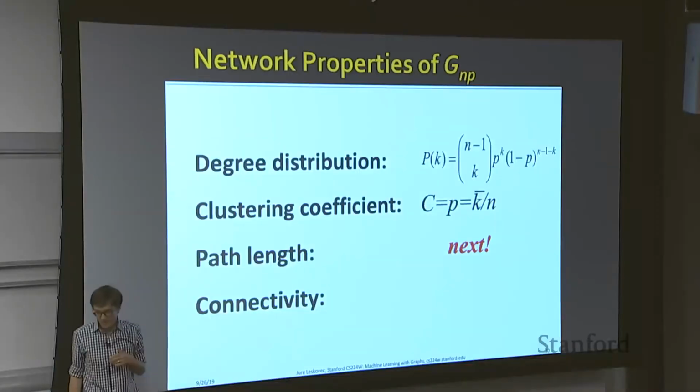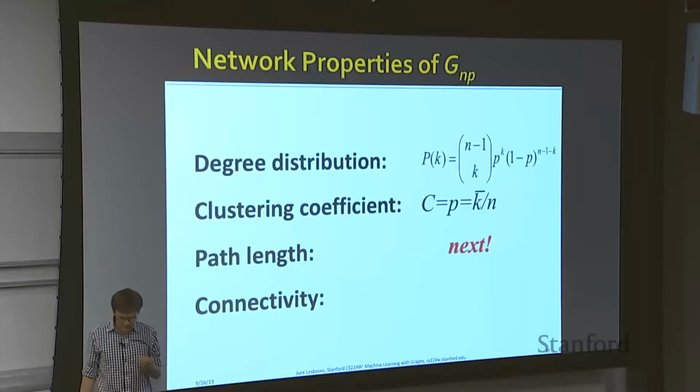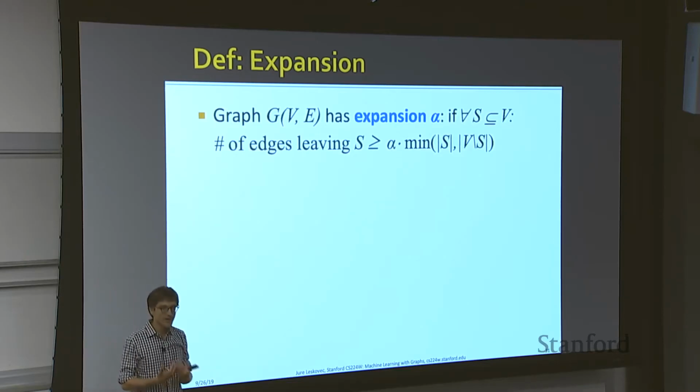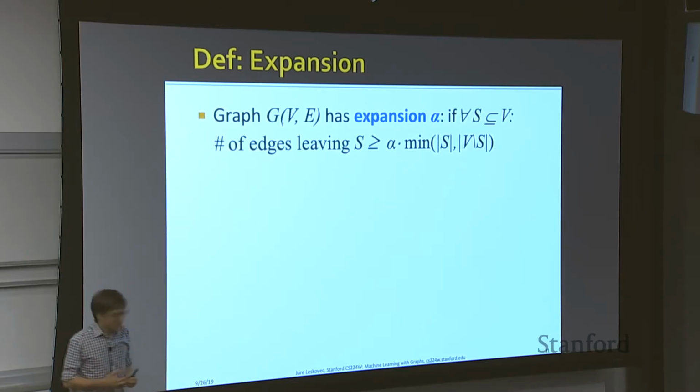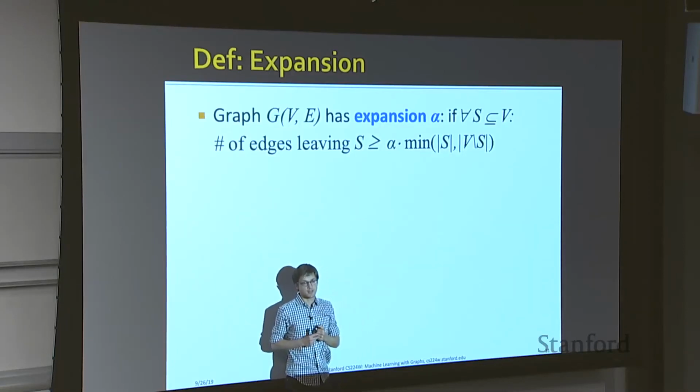One is the shortest path length, and then I'll give you some fact about whether these graphs are connected or not. To prove the shortest path length, I'll just give you a bit of a flavor. How do you need to think? You define this notion of an expansion: a graph has expansion alpha if for any subset of nodes, the number of edges leaving that subset is greater than alpha times the size of that set.